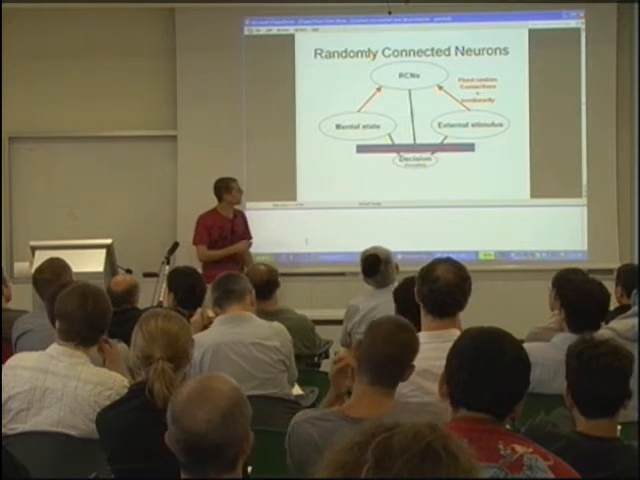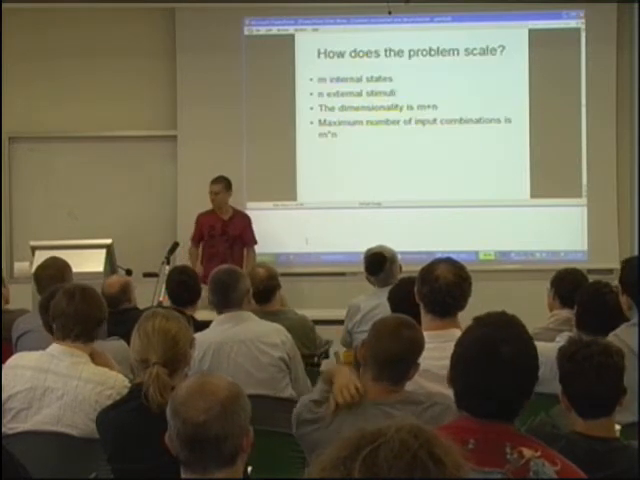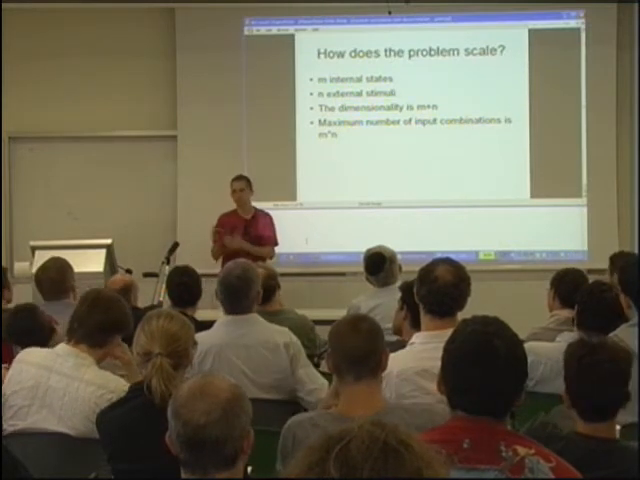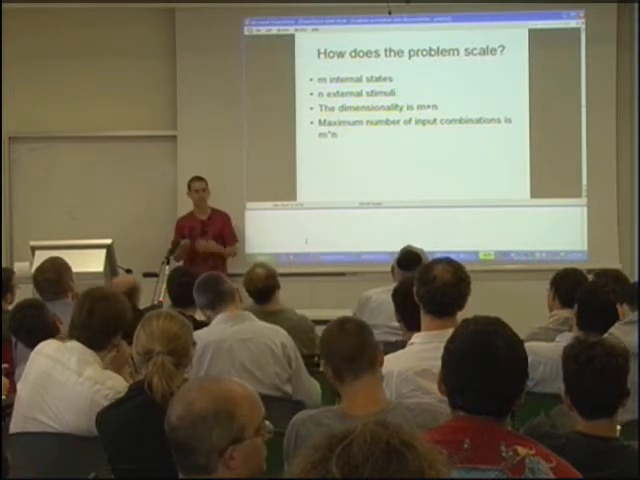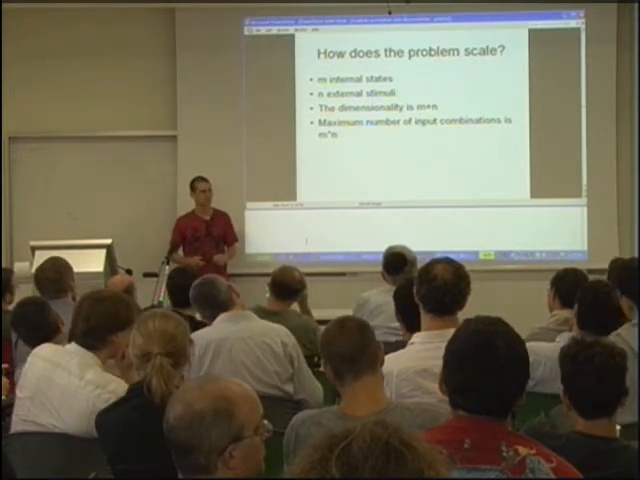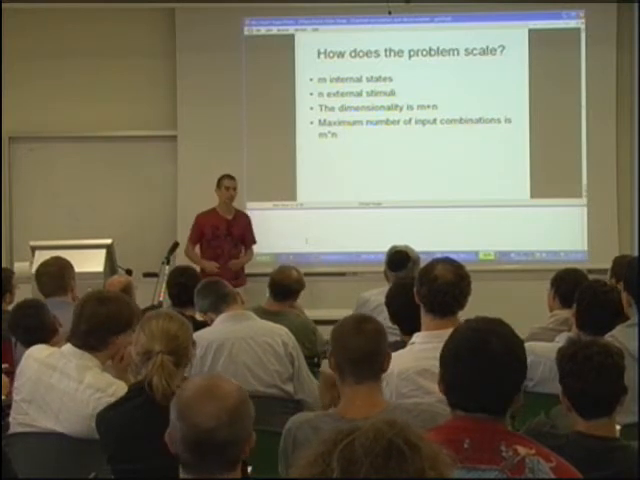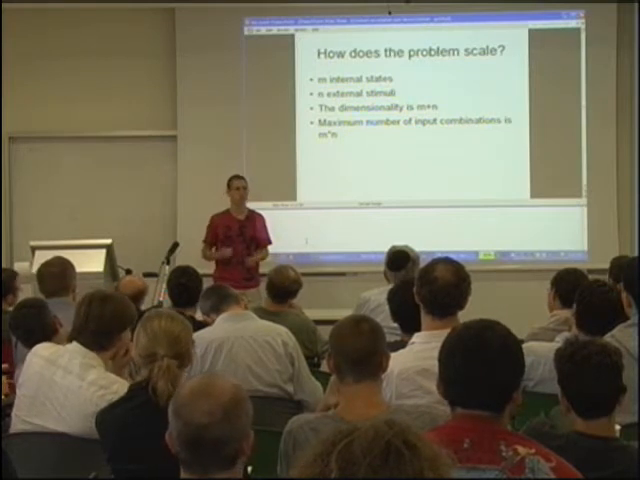So now the input is going to be the state plus stimulus plus RCNs. We're interested, of course, in the scaling, so not only two internal and two external states, but let's say M internal and N external states, which will give us an M plus N dimensional manifold with the maximum possible input combinations, which is M times N.